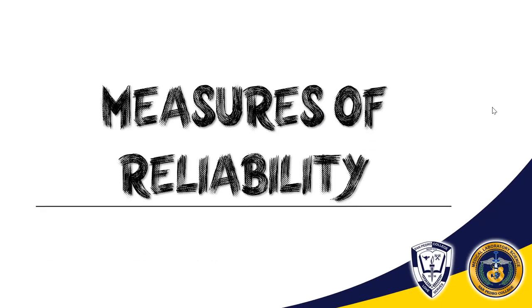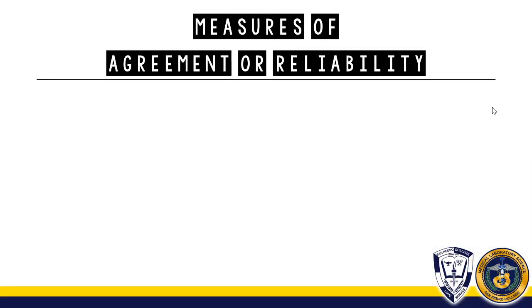So, now we proceed to the last part. Right? We're almost done. Last part of our Unit 6, and that is the measures of reliability. Measures of reliability or agreement. Reliability and agreement are actually almost the same.